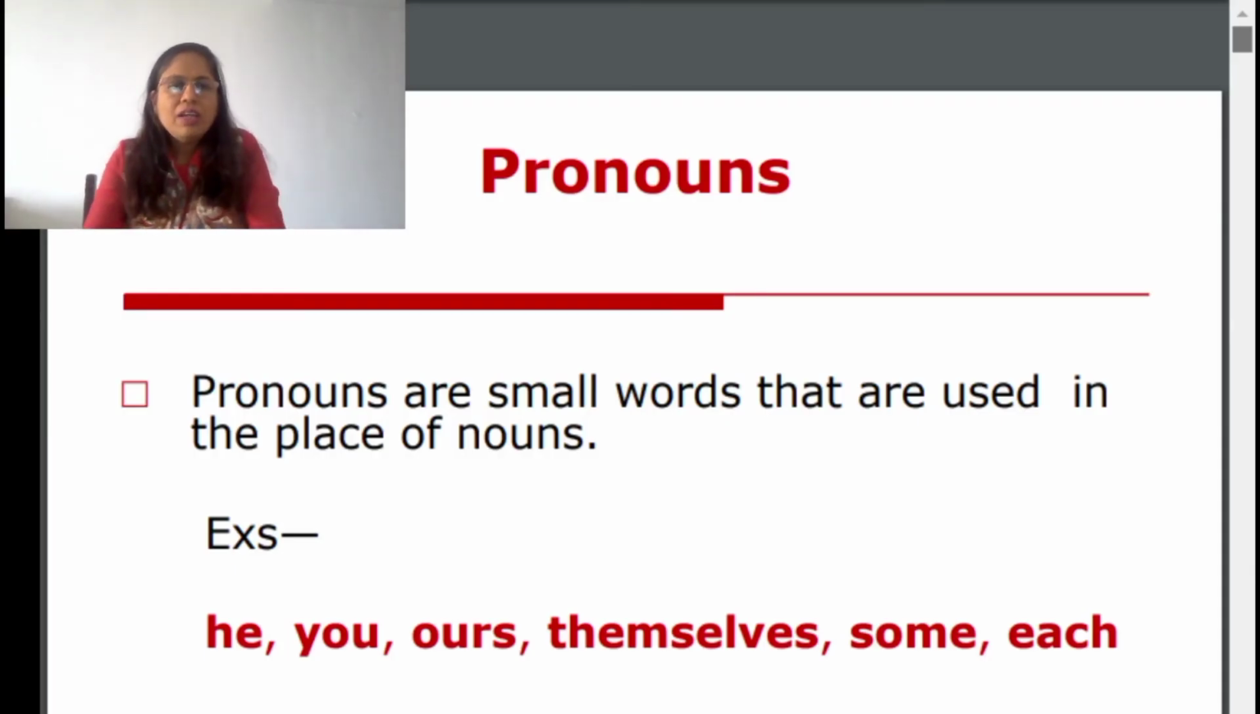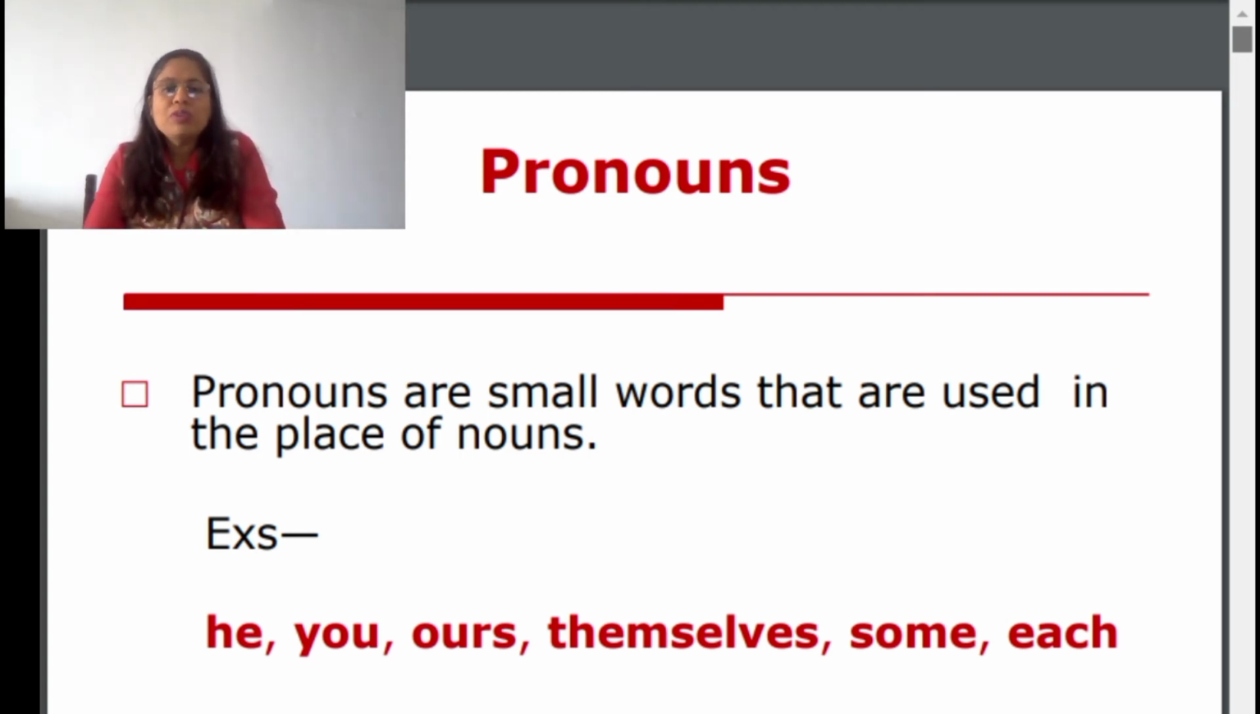Teach you all pronouns today. Let's begin with our lesson on pronouns. First, let me explain to you what are pronouns and why do we need to use them? Why do we need to replace nouns for the sake of using pronouns?